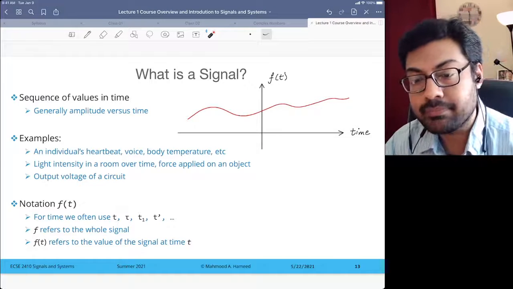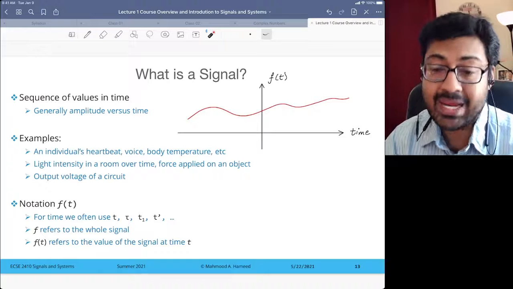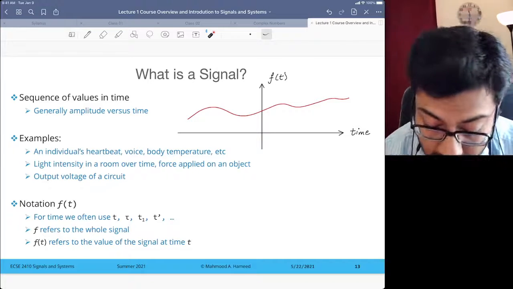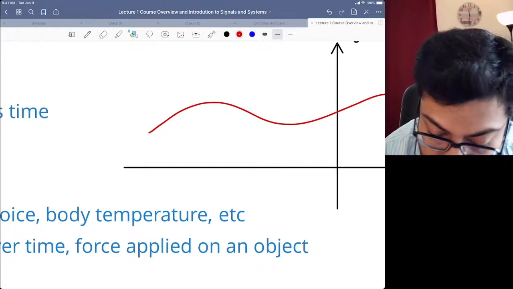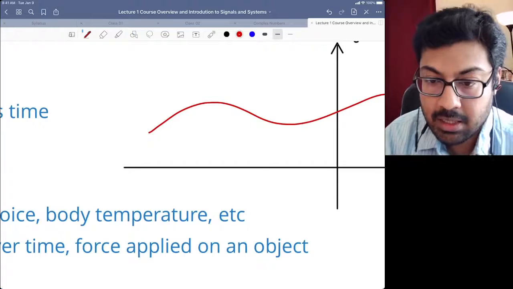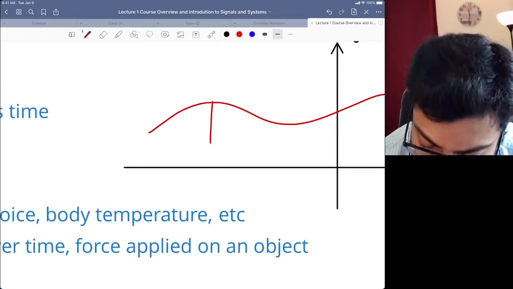So what can you do in that case? Well, you can break it up into pieces, right? So you can say, all right, let me break it up into very, very small pieces and then express it mathematically. Maybe from here to here.